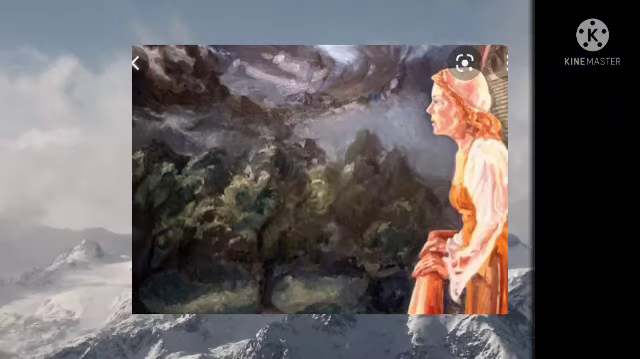This is how Juliet describes Romeo. That's all about this poem.